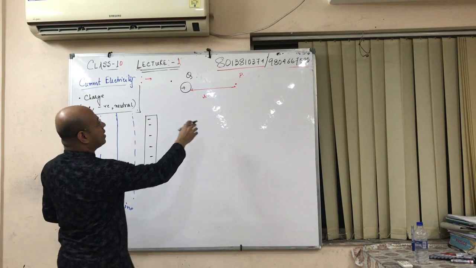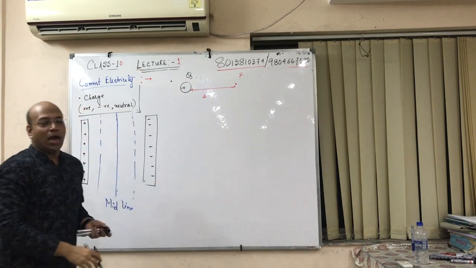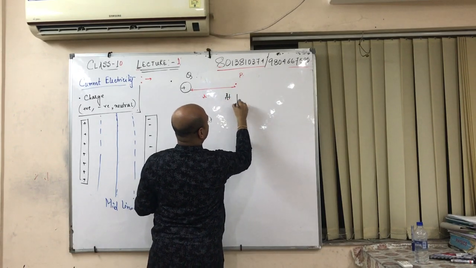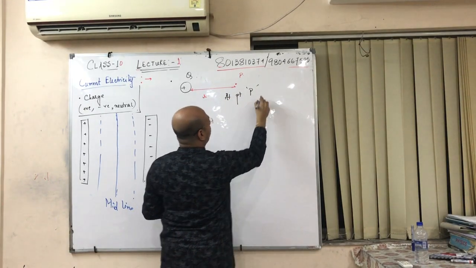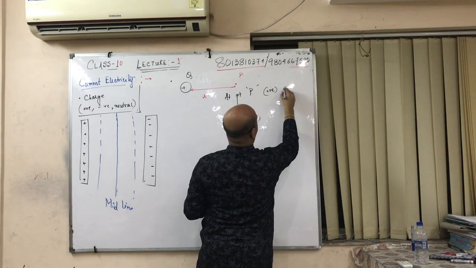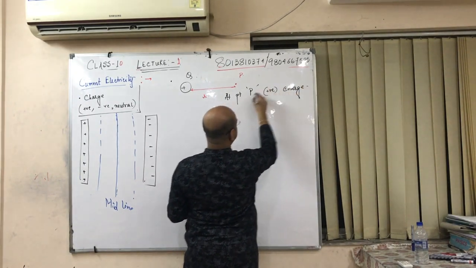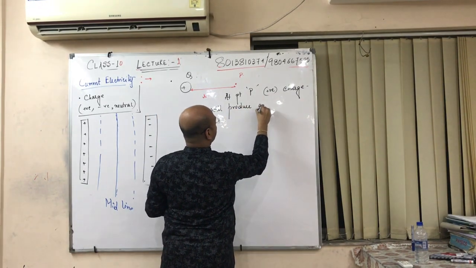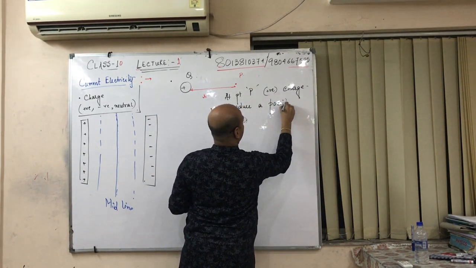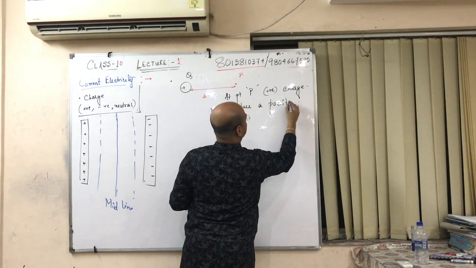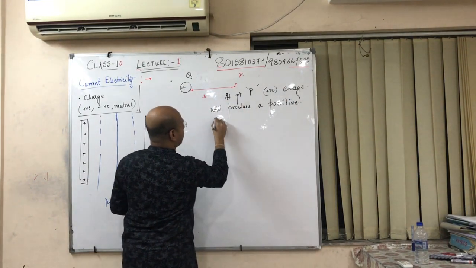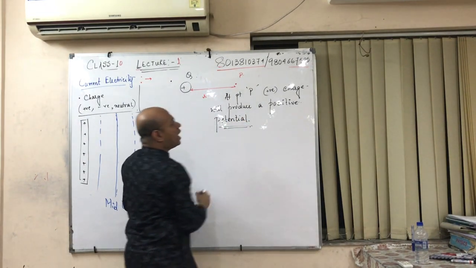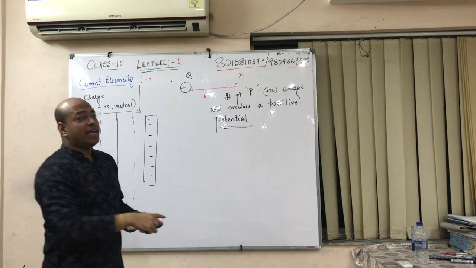So this is the same thing. If I place a charge plus Q, at this point P, we can say at point P, the positive charge will produce a positive potential.